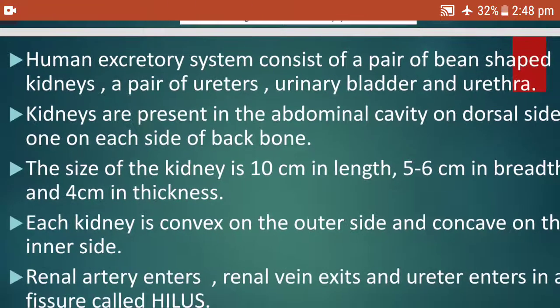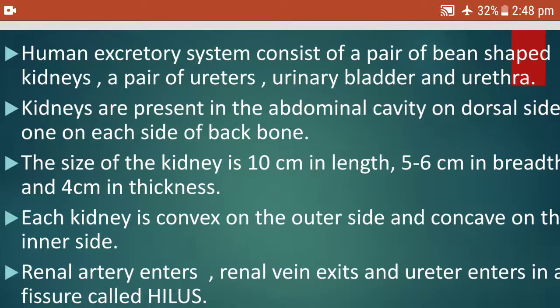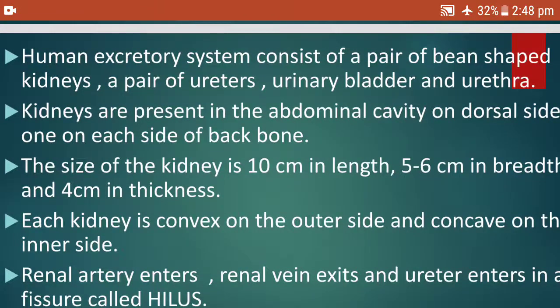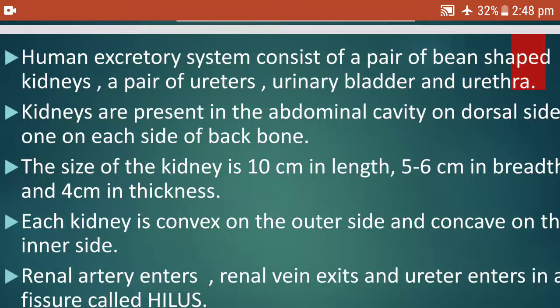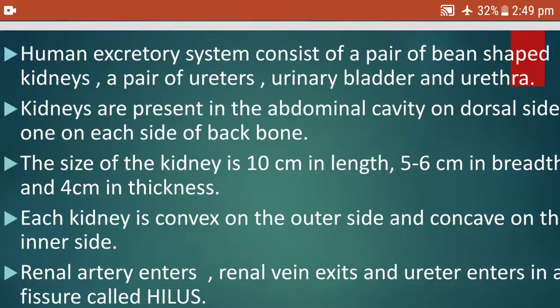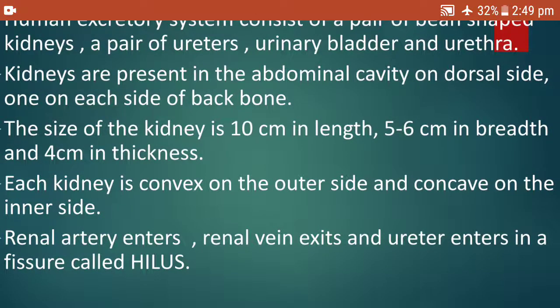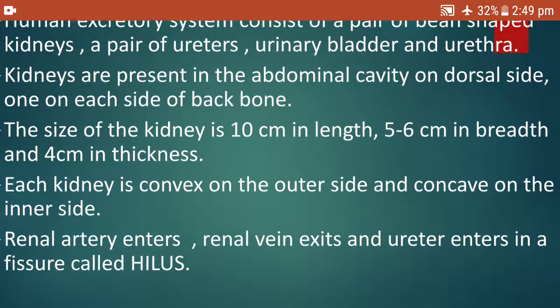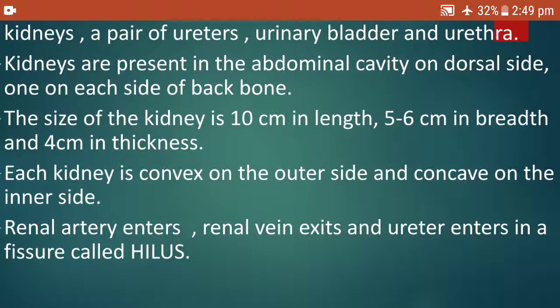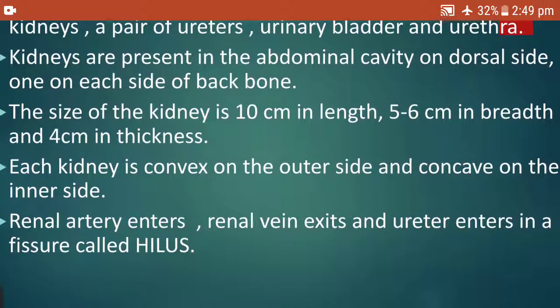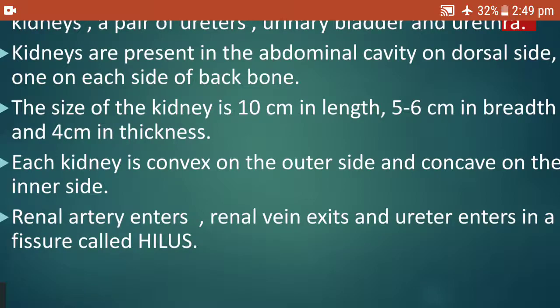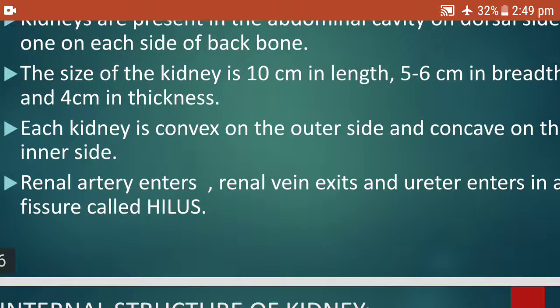I will just give a brief description to you. The human excretory system consists of a pair of bean-shaped kidneys, a pair of ureters, urinary bladder and urethra. Kidneys are present in the abdominal cavity on the dorsal side, one on each side of the backbone. The size of the kidney is 10 cm in length, 5 to 6 cm in breadth and 4 cm in thickness. Each kidney is convex on the outer side and concave on the inner side. The renal artery enters and the renal vein exits, and the ureter exits from a fissure called the hilus.